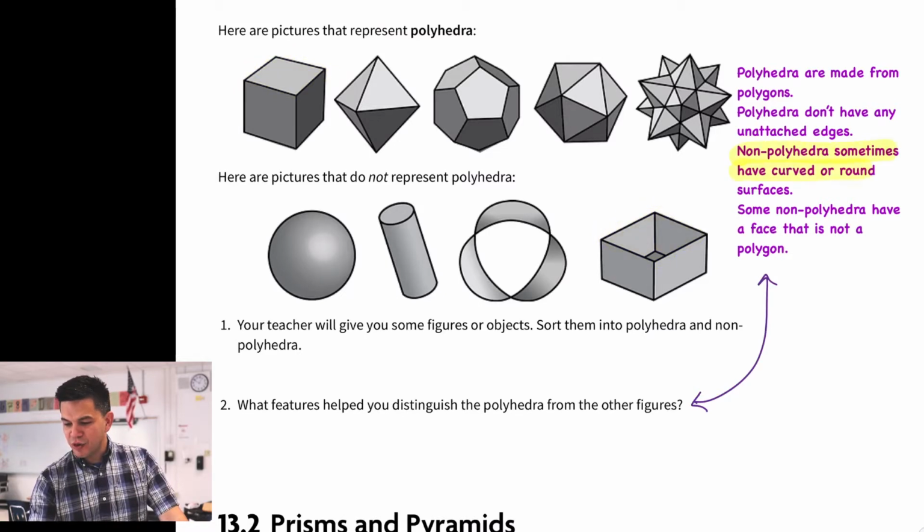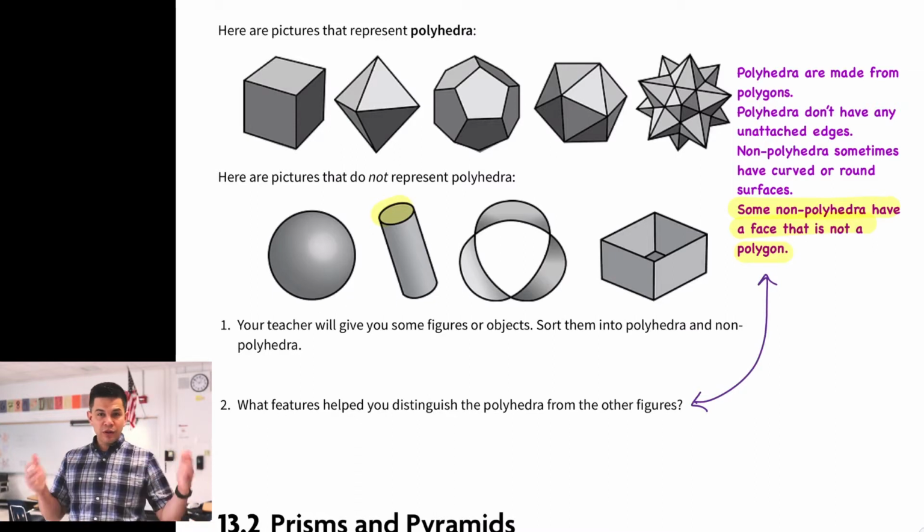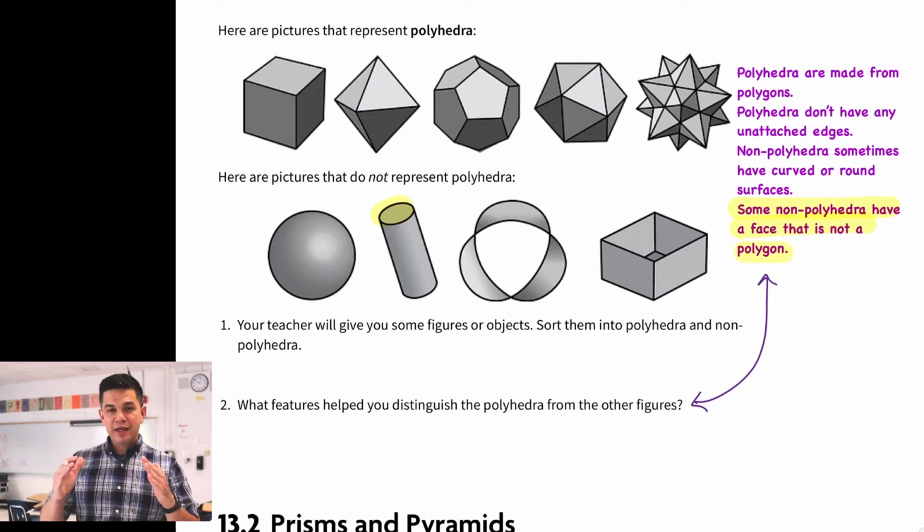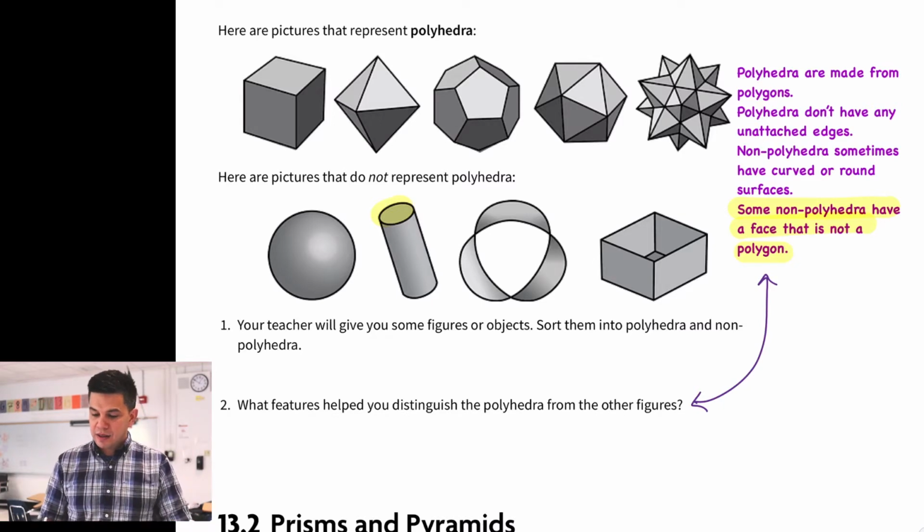Non-polyhedra sometimes have curved or round surfaces. You won't find that in polyhedra, but non-polyhedra sometimes have that. We have a cylinder there and a sphere. They definitely have curved surfaces. And also some non-polyhedra have a face that is not a polygon. So here on the cylinder, we have a face that's a circle. We know a circle is not a polygon. A polygon has straight sides and vertices that only connect two line segments together. All right, awesome.